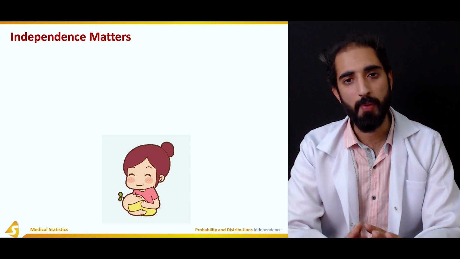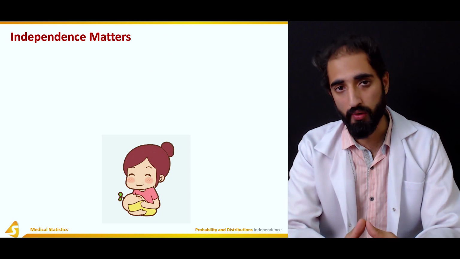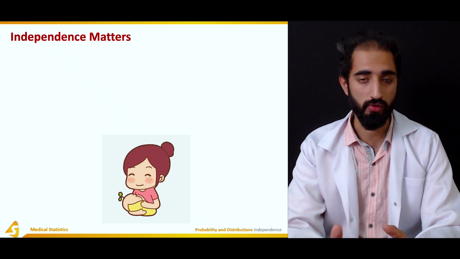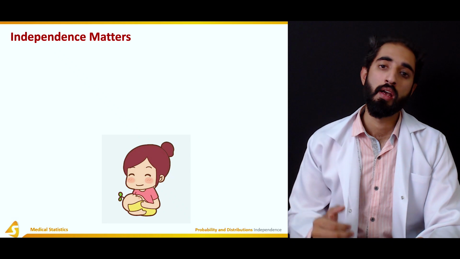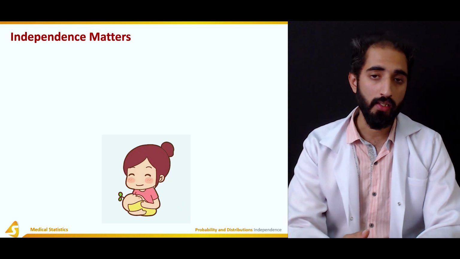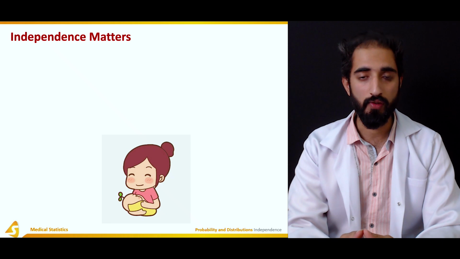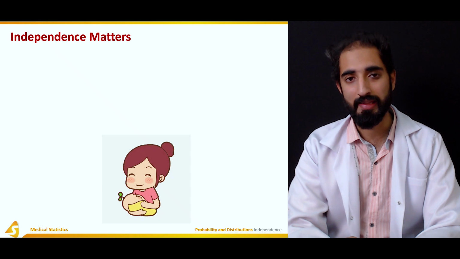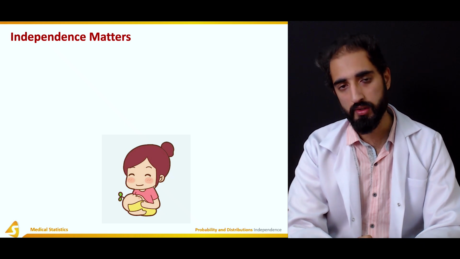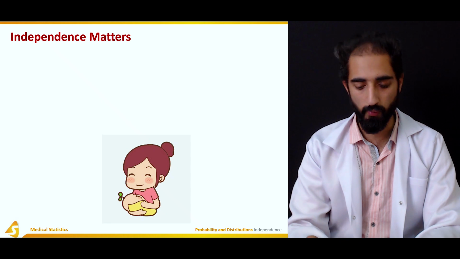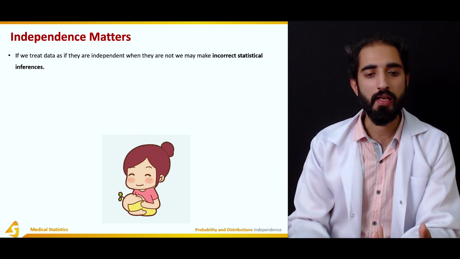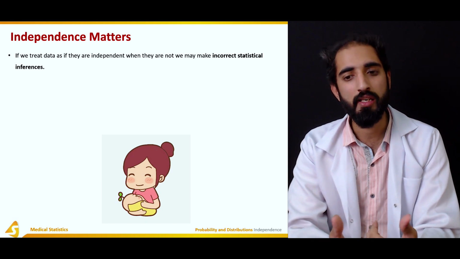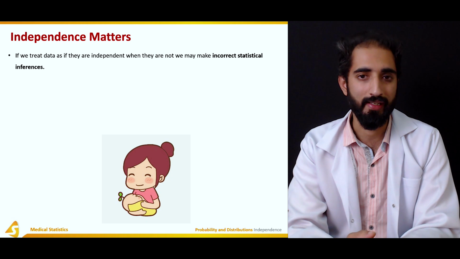Now, why does independence matter? Because it is very important to analyze and realize which one of the variables are independent and which are dependent, because the analysis and interpretation of the results and data depends on that. And if there is confusion or if there is mismanagement of the variables, then the conclusion and the results would be affected as well. So if we treat data as if they are independent when they are not, we can make incorrect statistical inferences and deductions.